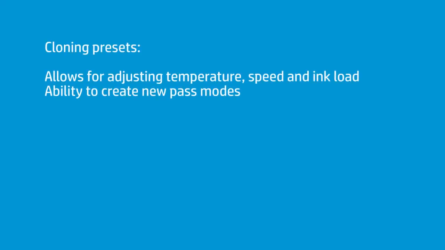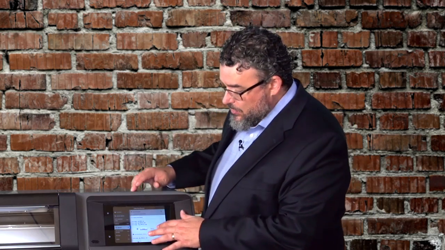You do a complete clone. It's there on the bottom. It says clone. You're going to clone it and you're going to rename it. My mystery banner. Whatever you want to call it. So your mystery banner now becomes editable. Now you can adjust temperature, speed, and ink load, but it's based on the settings that we have in the printer. And when you do that clone and you rename it, now you can adjust the temperature, you can adjust the ink load, you can even create new pass modes.